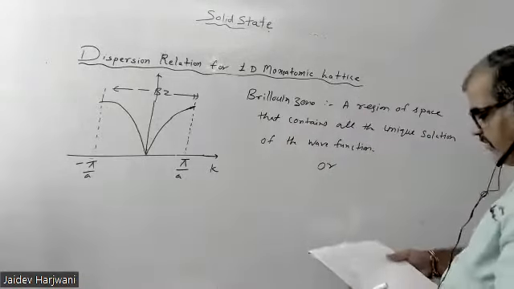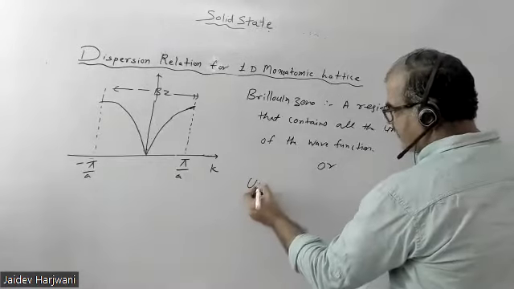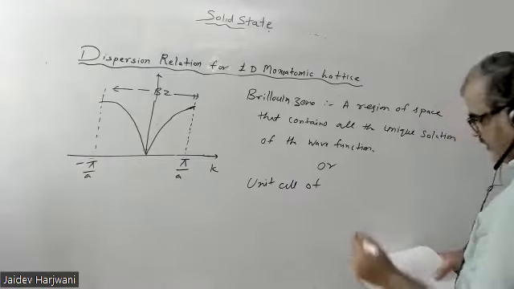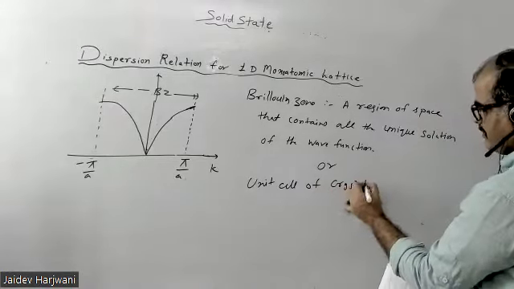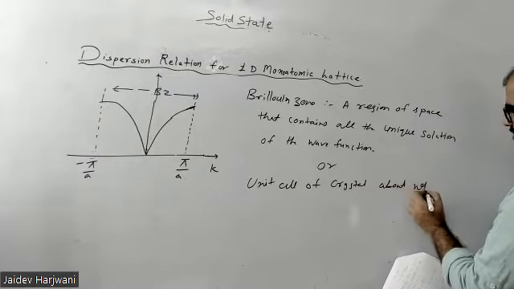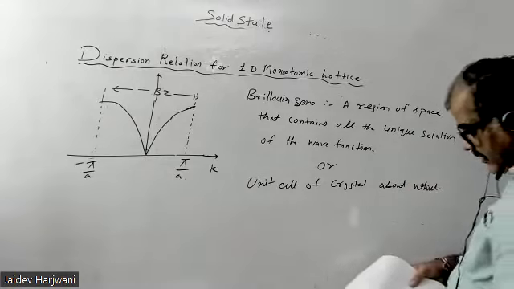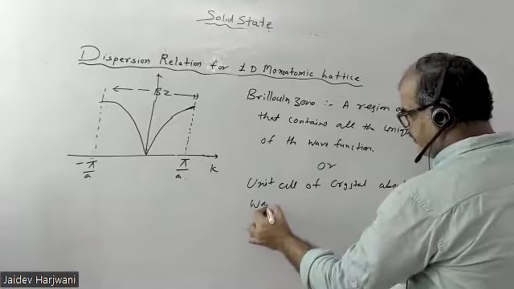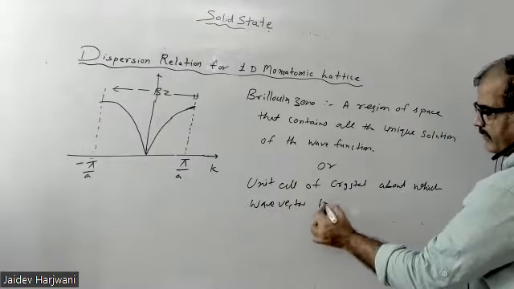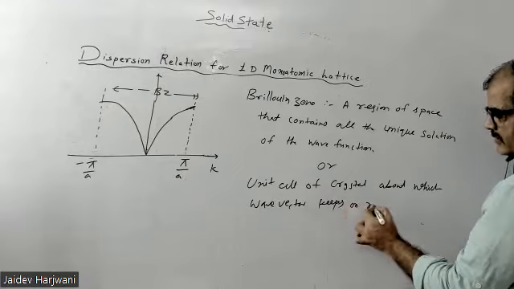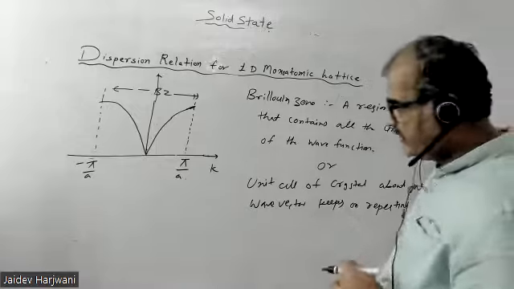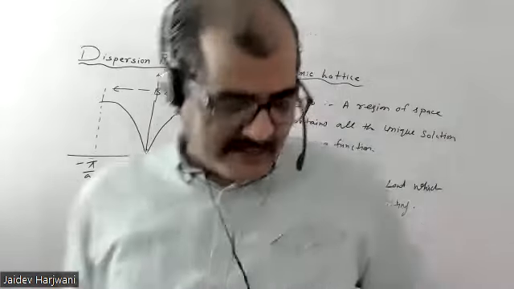Or let me give one more definition. The unit cell of the crystal about which the wave vector keeps on repeating. That is the definition of the Brillouin zone.